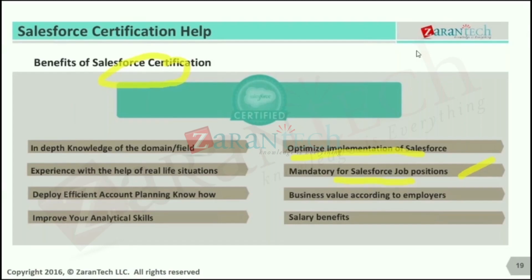What is mandatory for a Salesforce job position? As I told you, out of 10, 9 will be certified, and you need to get yourself certified if you want to land a job.